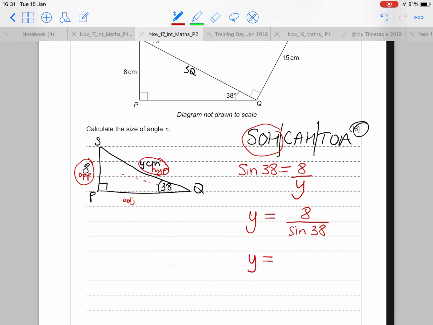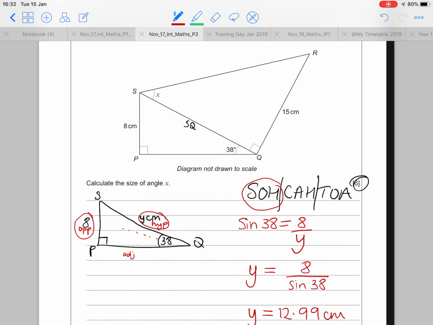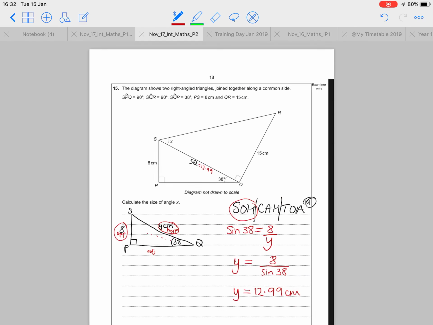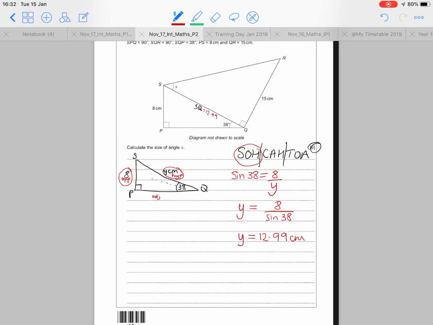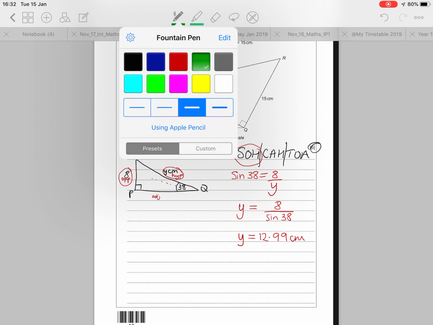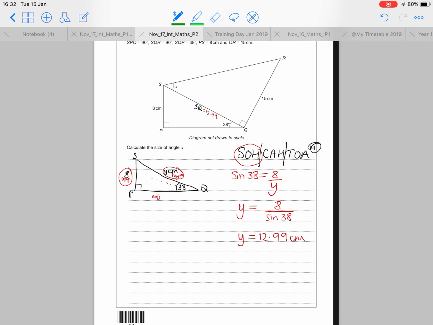So on my calculator, 8 divided by sine 38, 12.99. So SQ here in the picture is 12.99 centimetres. So back to the second triangle, because now I can focus on the x angle, which is my actual question.